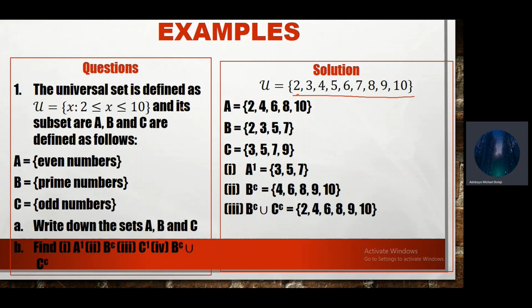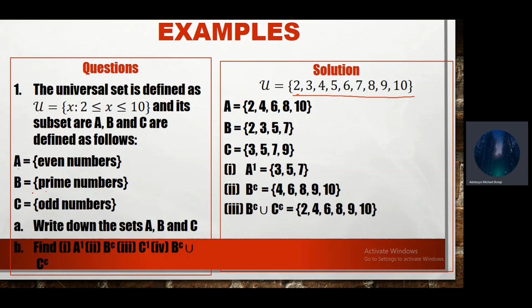Now you see, its subsets are A, B, and C. So A, B, and C are the subsets of the universal set, right? Meaning their elements are gotten from the universal set. Now look at A. A's elements are defined as even numbers, meaning even numbers from the universal set, right? So we have 2, 4, 6, 8, 10.